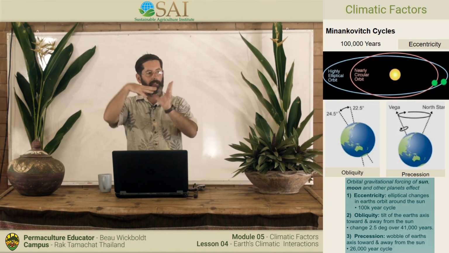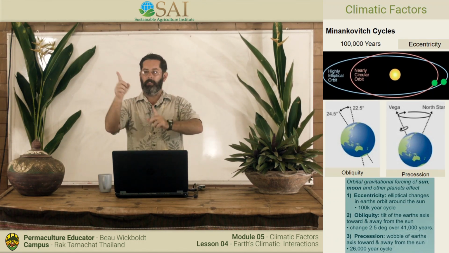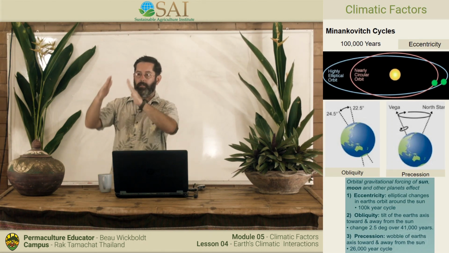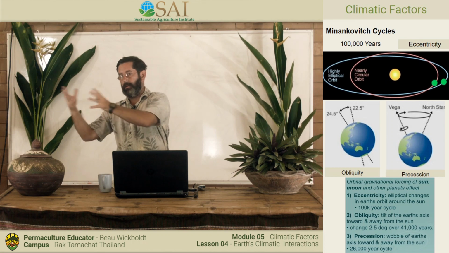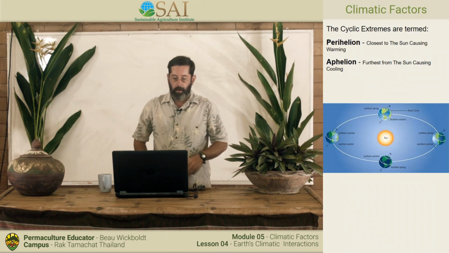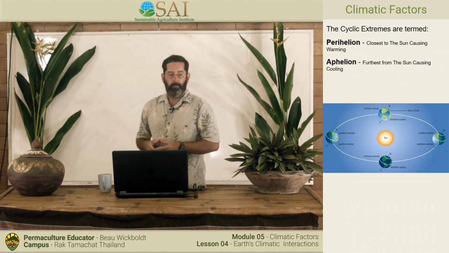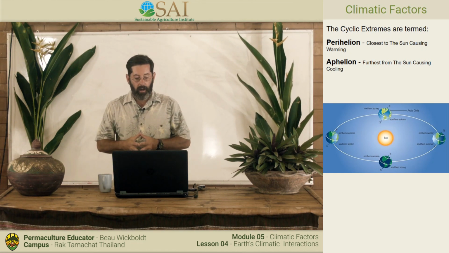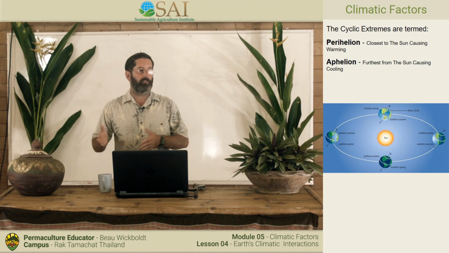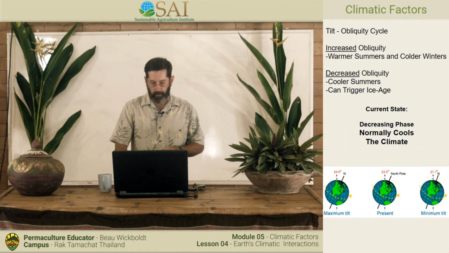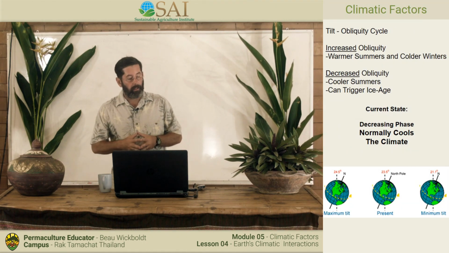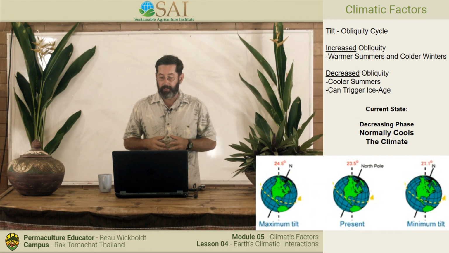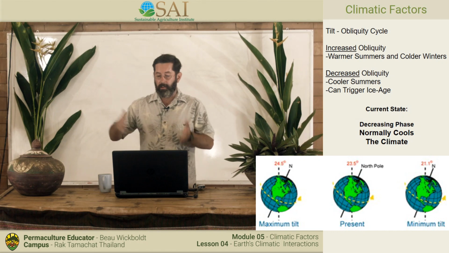So all of these things affect the distance and the radiation that comes in and is reflected from the Earth, because as this tilts, more or less energy enters the Earth's atmosphere. So the cycle extremes are termed perihelion, closest to the sun, which causes warming, and aphelion, furthest from the sun, which causes cooling. So the tilt, or the obliquity cycle, very hard words, increase the obliquity, the warmer summers and the colder winters.